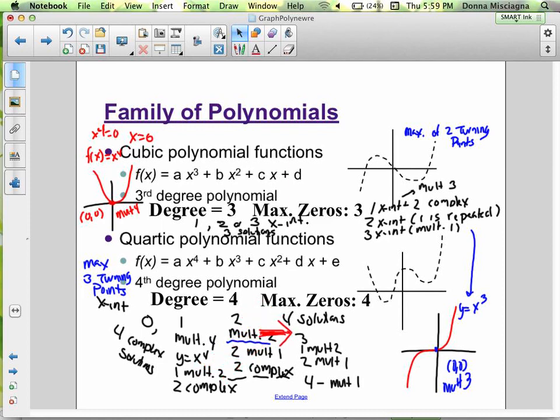Or you can have 3 if one of them is multiplicity 2 and 2 of them are multiplicity 1, then you'll have 3 x-intercepts. Or you'll have 4 if they're all multiplicity 1. So there we go, all the different ways we can put those together.